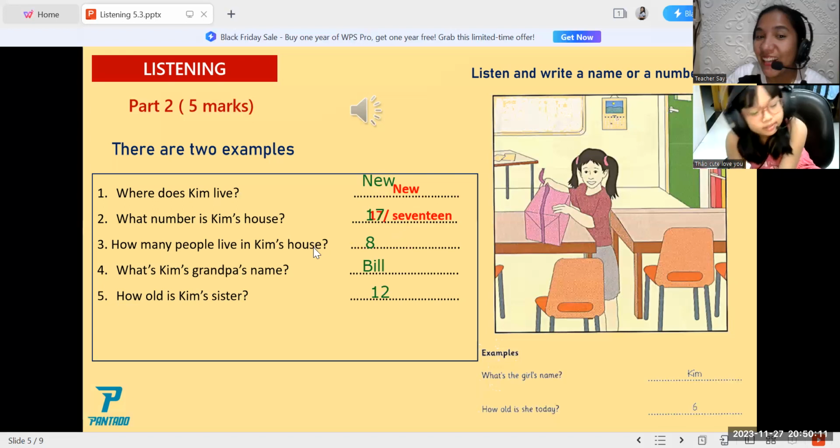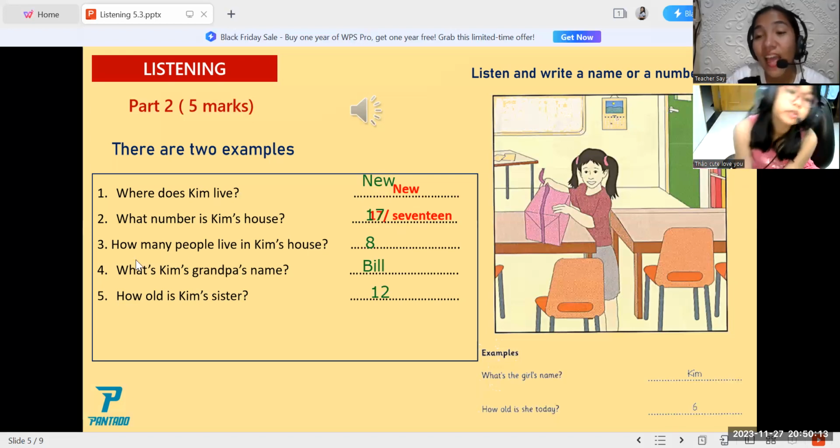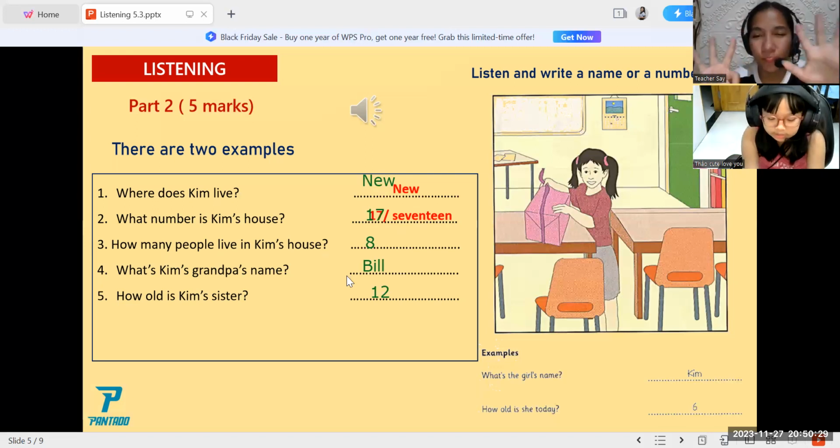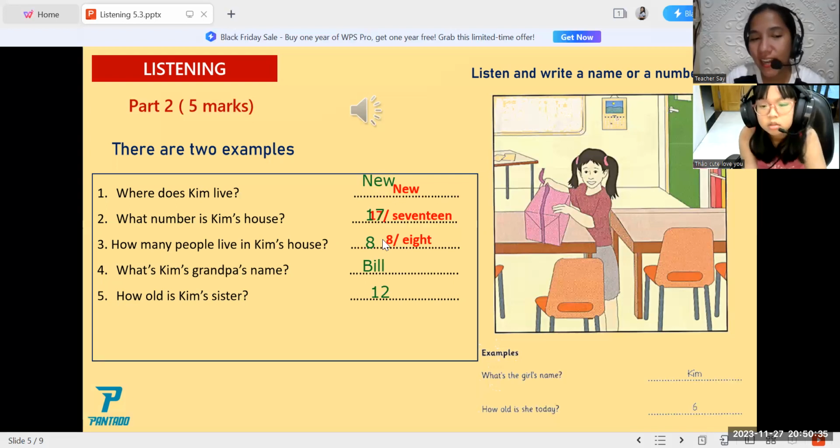Please read. How many people live in Kim's house? How many people, right, live in Kim's house? So there are how many? Eight. Yes, eight. Very good again. And how about the number four? Please read the number four.